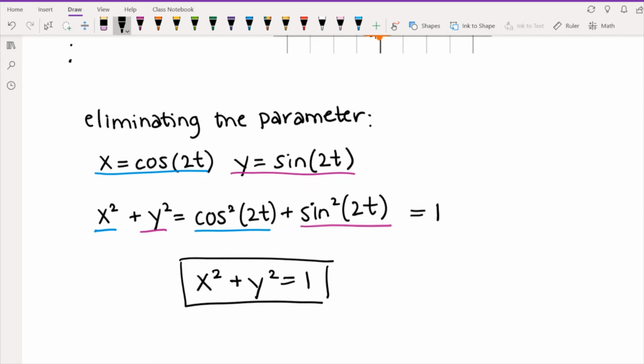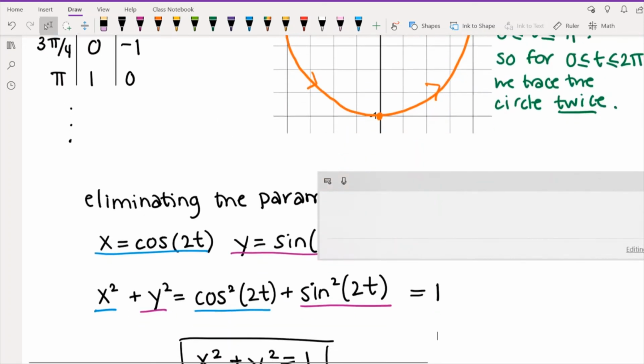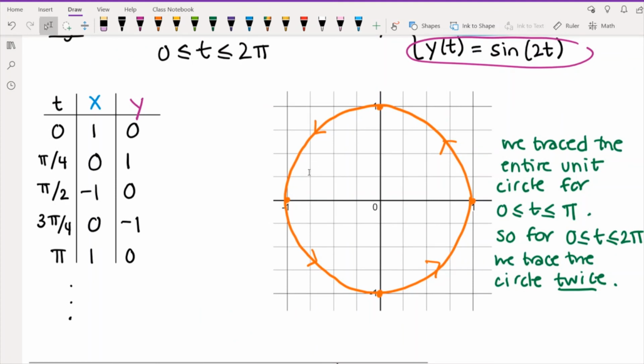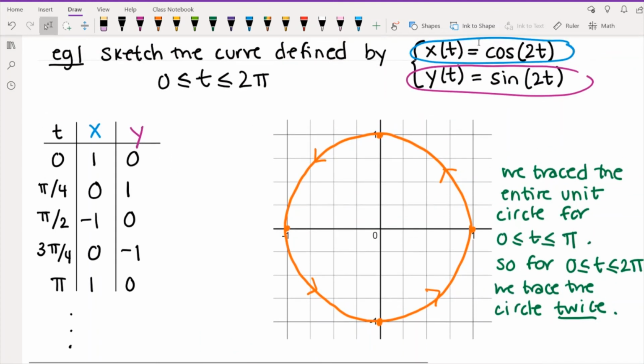And so that's why I said earlier that when you eliminate the parameter, you lose some information. In this case, we lost the information of how quickly we moved around the circle. This is something I'm going to ask you to think about on today's worksheet, but there are also ways that you could change around these parametric equations a little bit, where you would still get the unit circle, but going in the backwards direction.